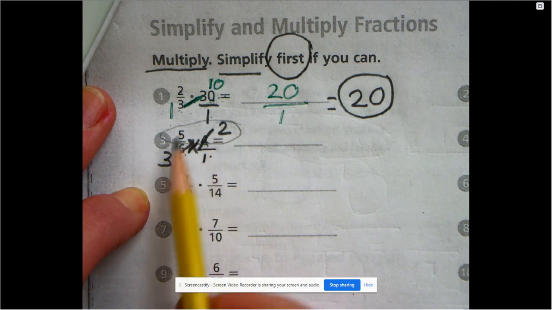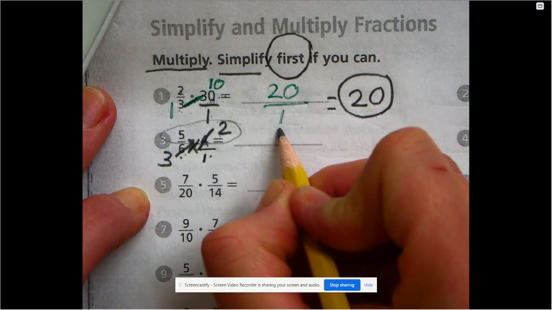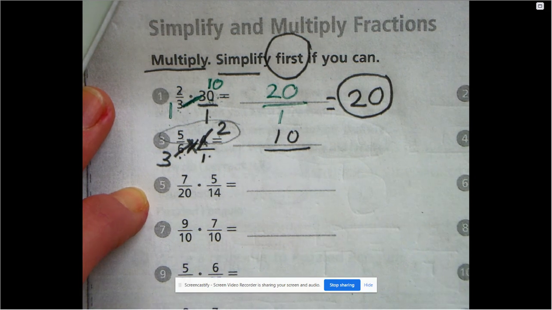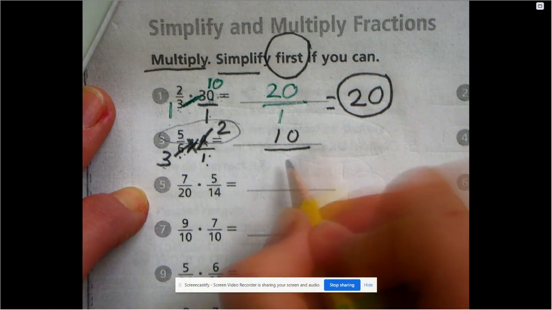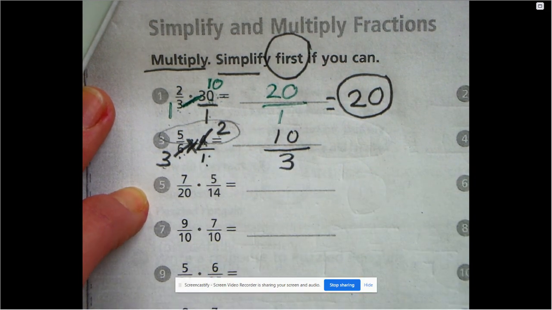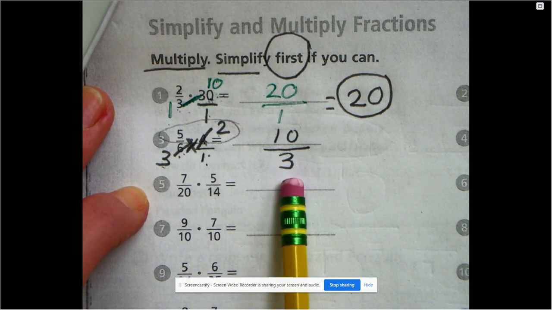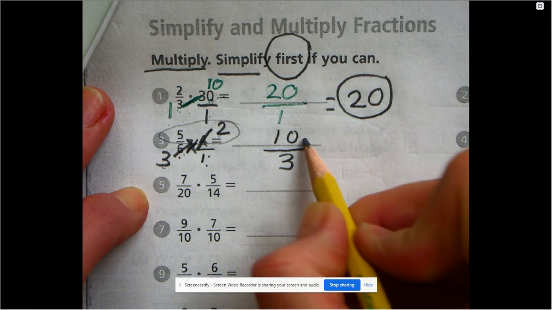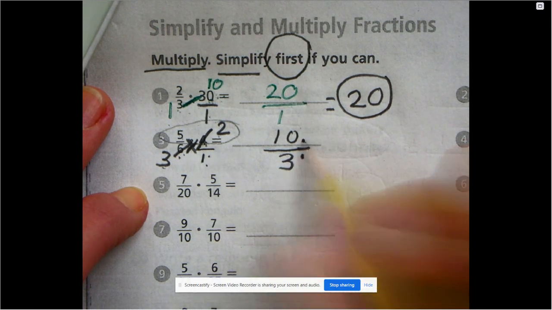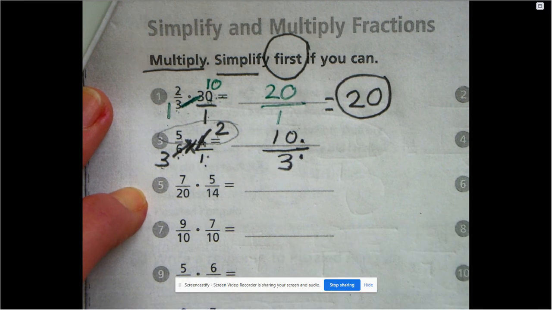Across, 5 times 2 is, thank you, 3 times 1 is perfect. We know that we cannot keep this improper fraction. So right now in your head, you are dividing. You're saying to yourself, how many times does 3 go into 10?